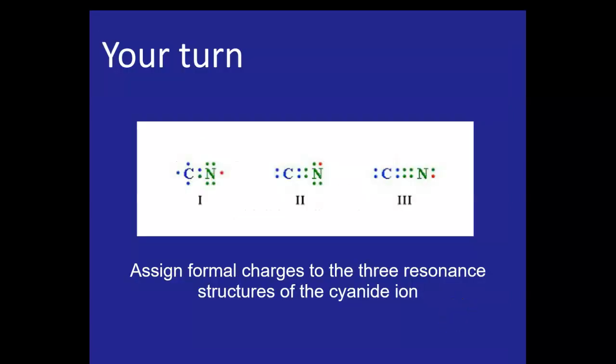So your turn. Go ahead and stop the video and assign formal charges to the 3 resonance structures of the cyanide ion, and remembering that nitrogen is the more electronegative of the 2, see if you can determine which of these 3 structures is the most likely to be true among the Lewis structures. Remember too that this has a negative charge, and so there's 1 more electron than you would expect to find on a CN combination like this.